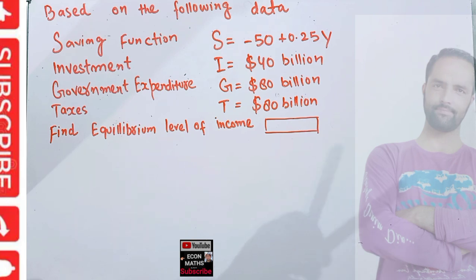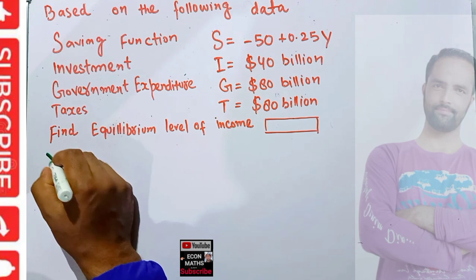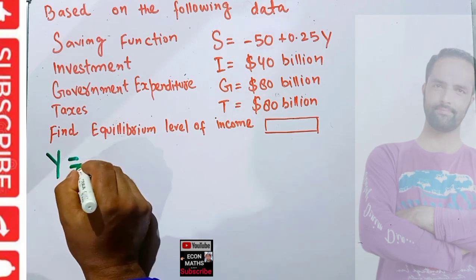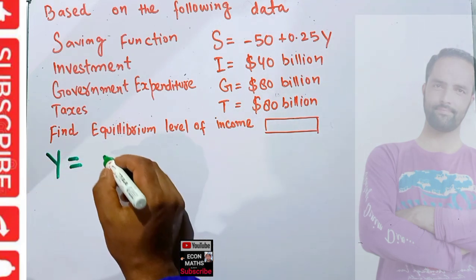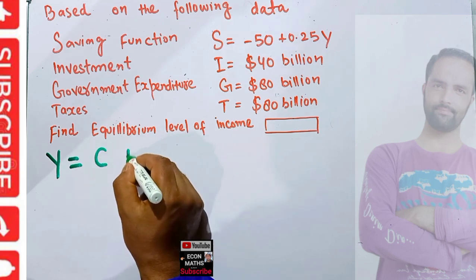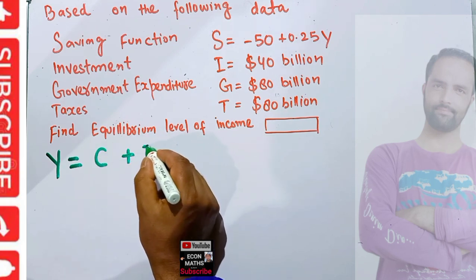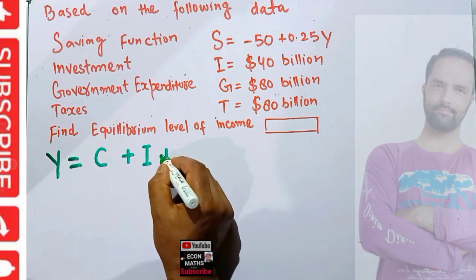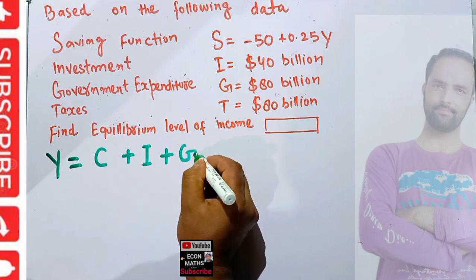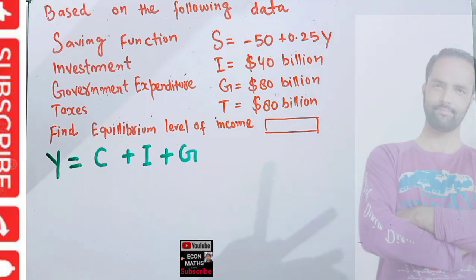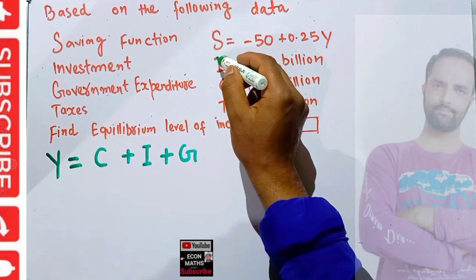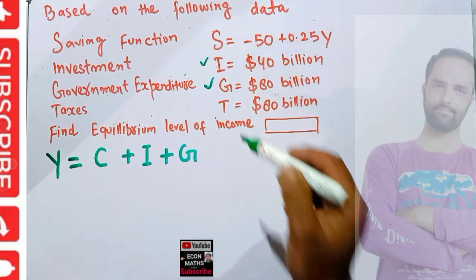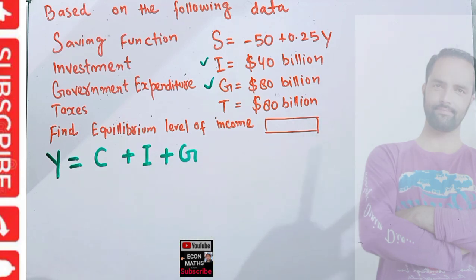Now to find the equilibrium level of income, what we need to see is that our total income should be equal to the total expenditure. That means y should be equal to the consumption expenditure plus investment expenditure plus government expenditure, okay? But what we are being given here, I is being given to us, G is being given to us, but this consumption part is not being given to us. So how do we find out the consumption?